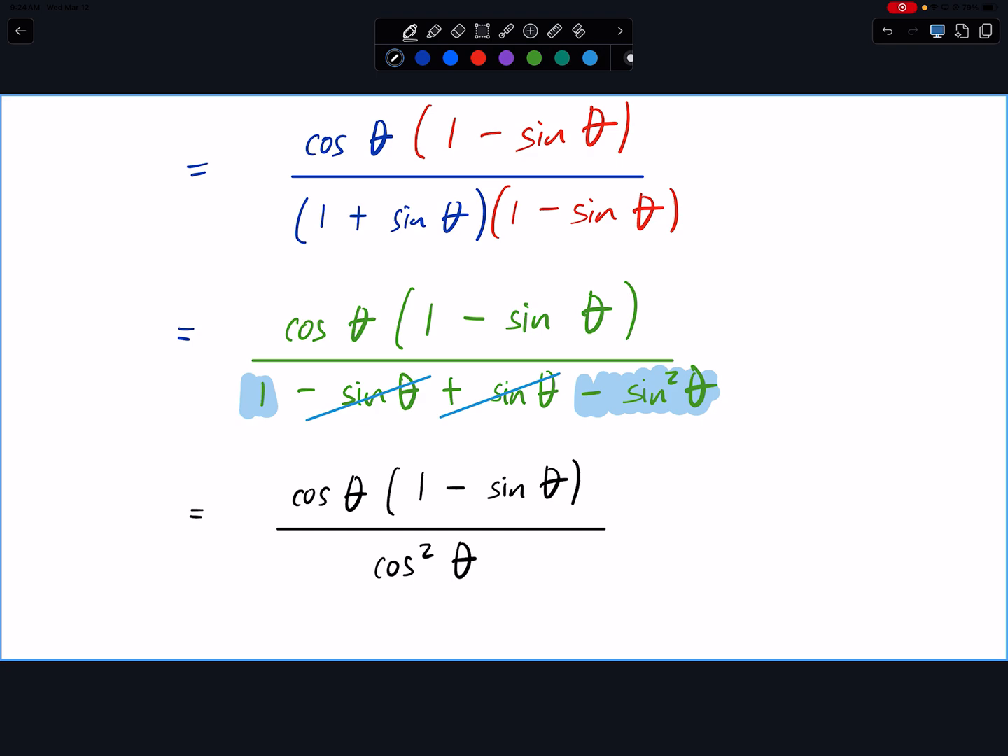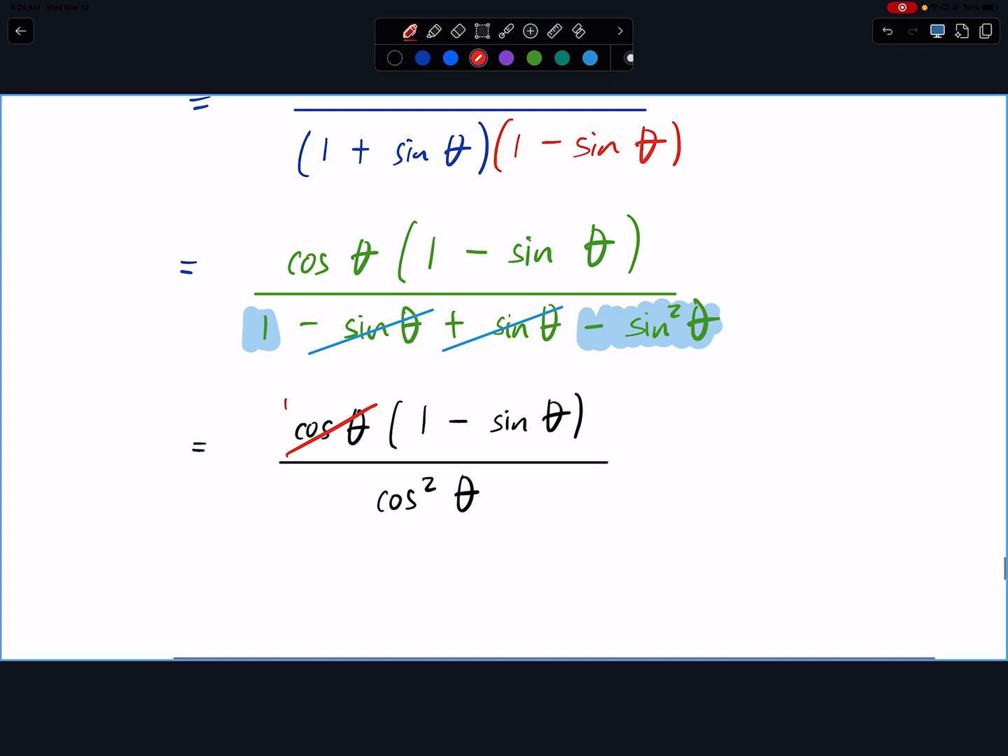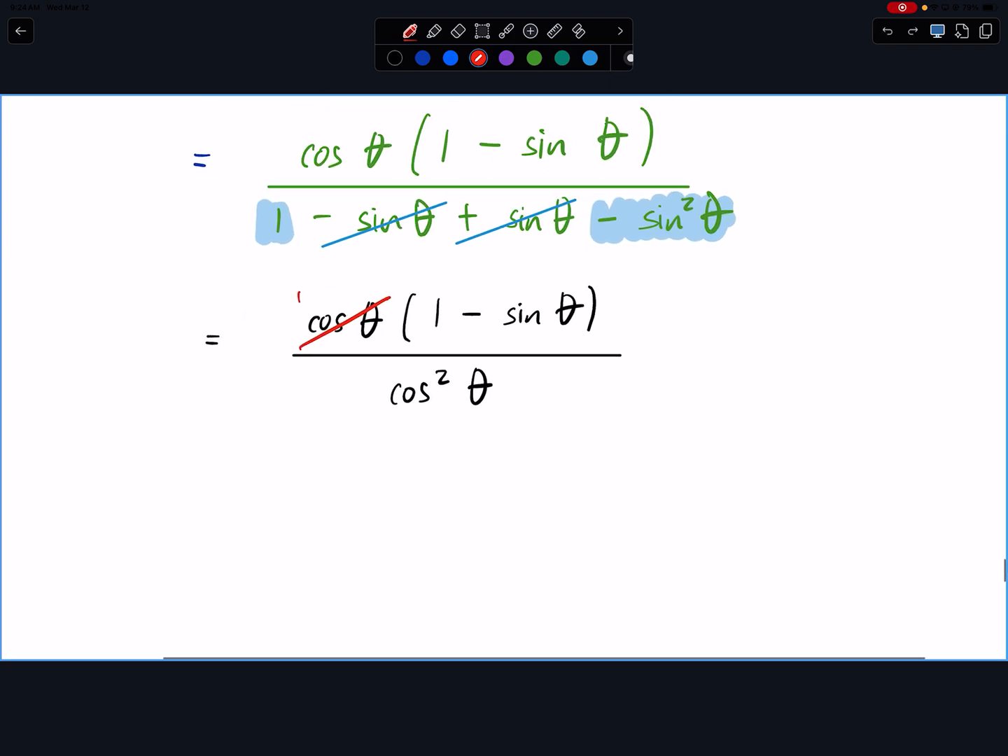So what happens with these cosines? It cancels out. So this is gone. I'm left with a 1. This, you guys agree, becomes just 1 cosine, right? Just cosine. So I'm left with 1 minus sine theta over cosine theta, which is exactly what I wanted.